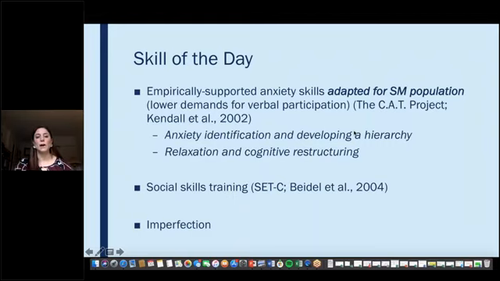We also do social skills training for a couple of the days as our skill of the day. And we do one day on imperfection and messing up as our skill of the day, where the entire day, starting with the morning lesson, is focused on messing up and practicing that and seeing that that's okay.